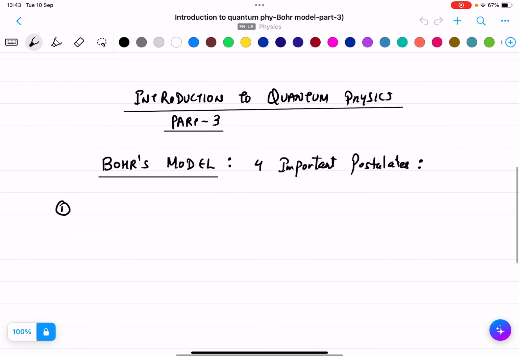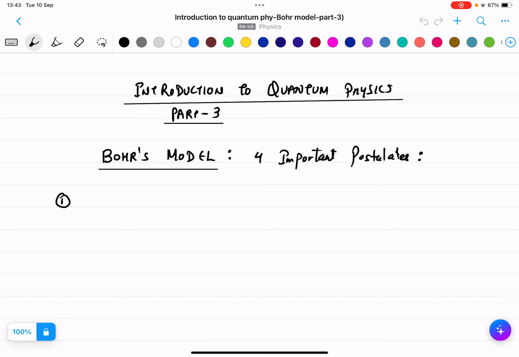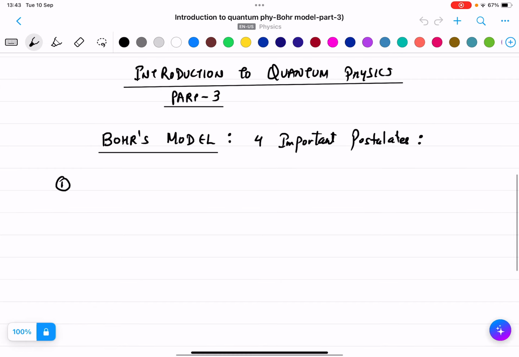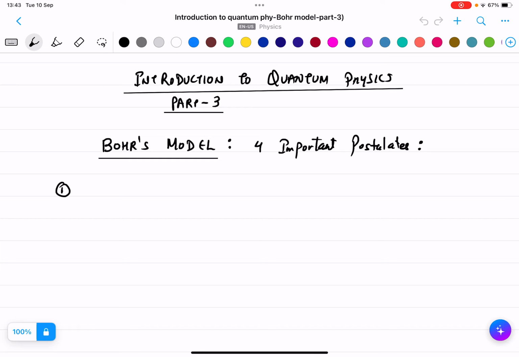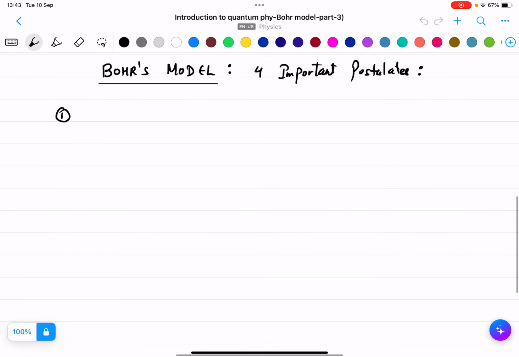Now, Introduction to Quantum Physics, Part 3, Bohr's Model. So, there are four important postulates for Bohr's model. This is very, very important. Please do it nicely. So, what does Bohr's model say?